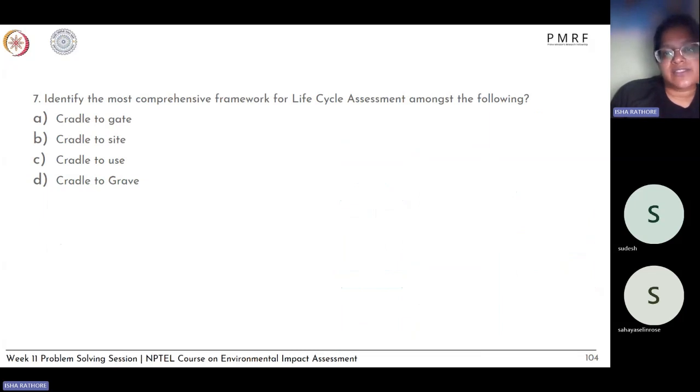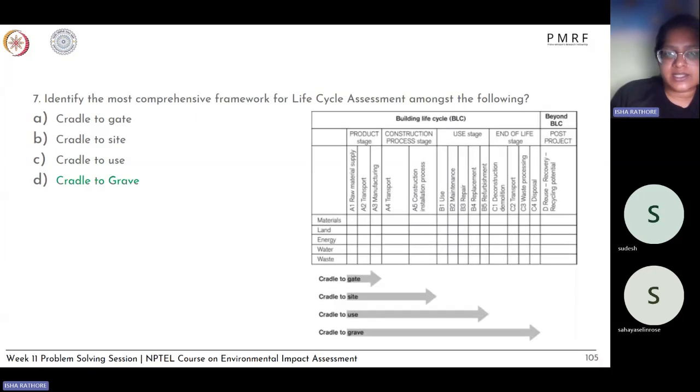Identify the most comprehensive framework for life cycle assessment amongst the following. Is it A, cradle to gate, B, cradle to site, C, cradle to use, or D, cradle to grave? Okay, so we have an answer D. So this was discussed in the lecture unit as well. So the correct answer is D, that is cradle to grave.